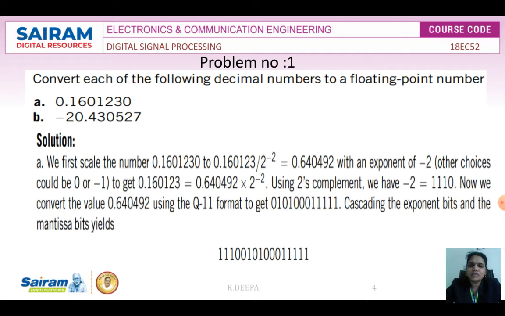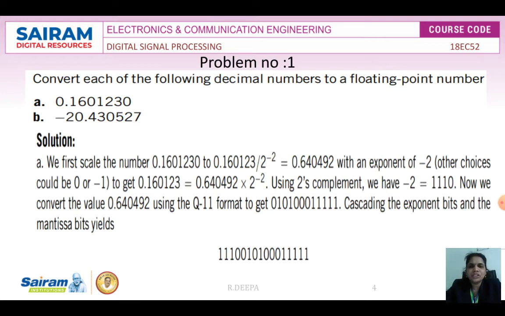decimal fraction into a floating point number is, first let us divide this number using different powers: 2 power of 0, 2 power of 1, 2 power of minus 2, minus 3 and so on. The best choice, if you observe, is the one where I should get only the fractional part, which should be the maximum, not the integer part. If that is the case, dividing with 2 power of minus 2 will be the best choice. Why?